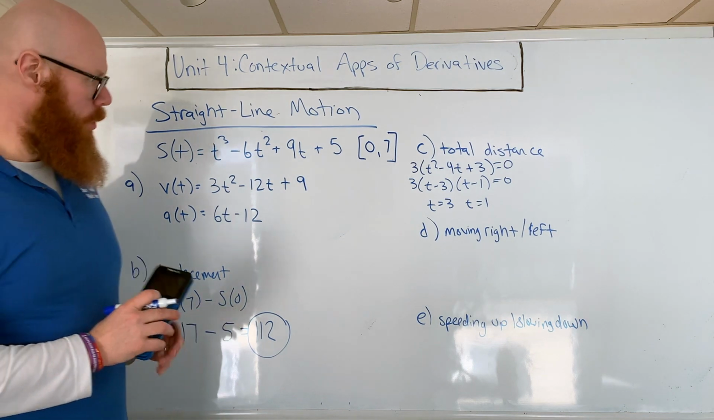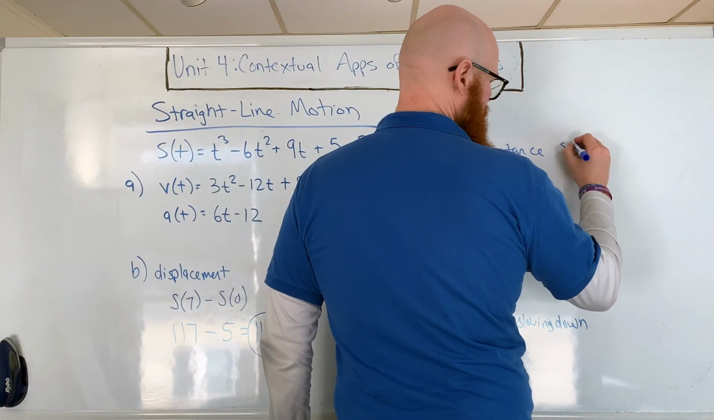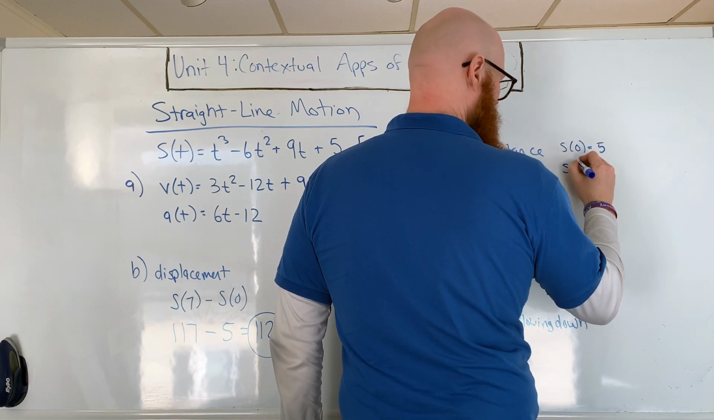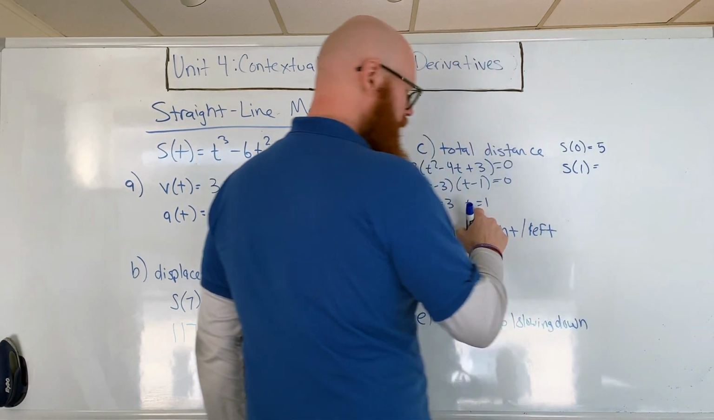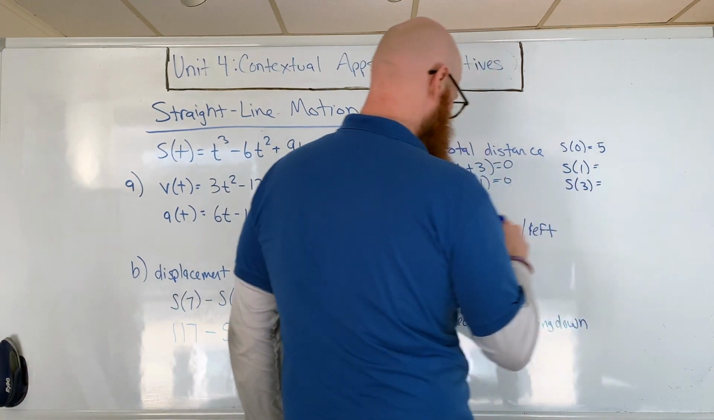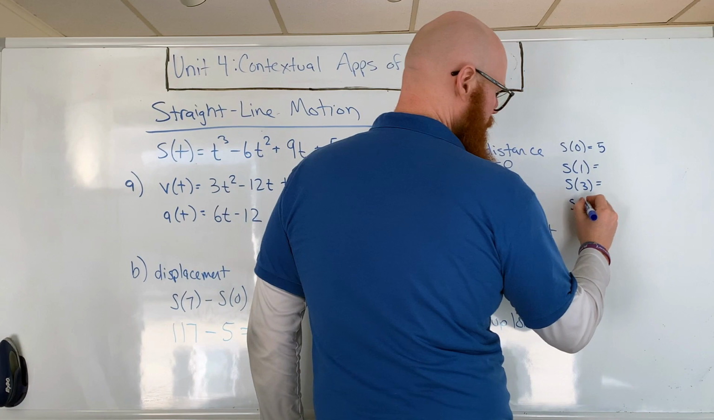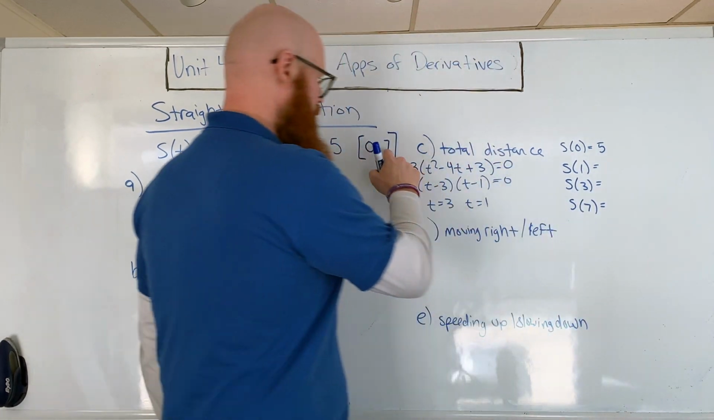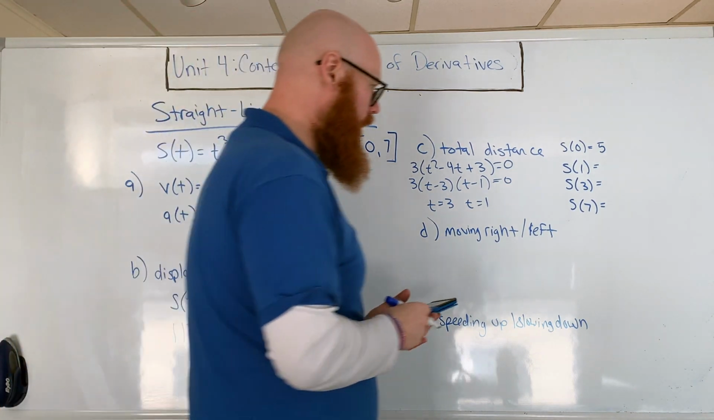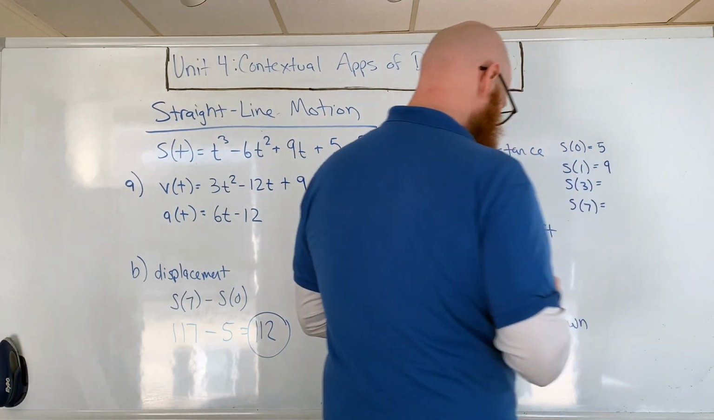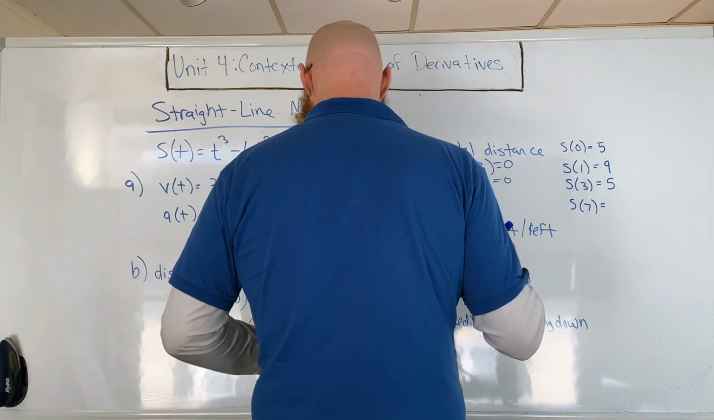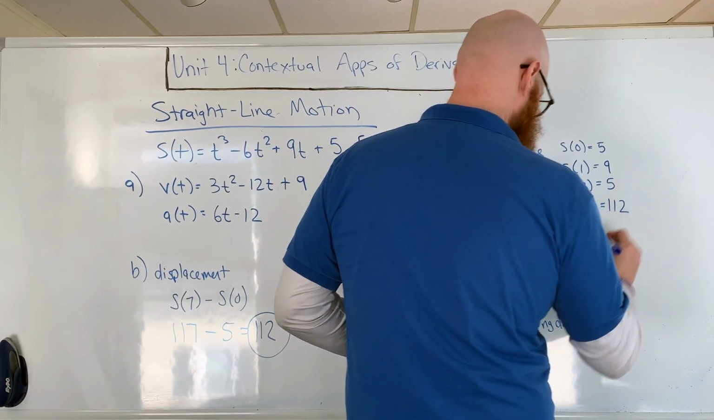So we still need to know, well, where did it start? S of 0. And we now know from before that that's 5. We want to know where was it after 1 second, because it stopped there. We also want to know where was it after 3 seconds, because it stopped there. And then where was it after 7 seconds, because that's where we're kind of ending this problem. All right, so after 1 second, it's at 9. After 3 seconds, it's at 5. And 7 seconds, we figured out, was 112.